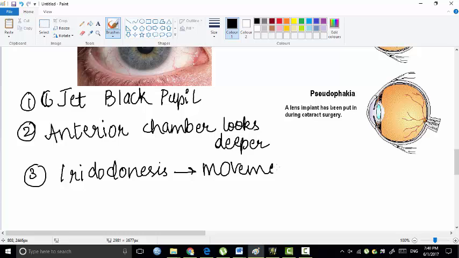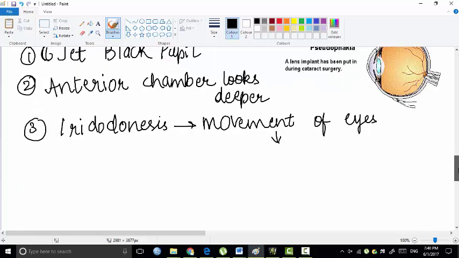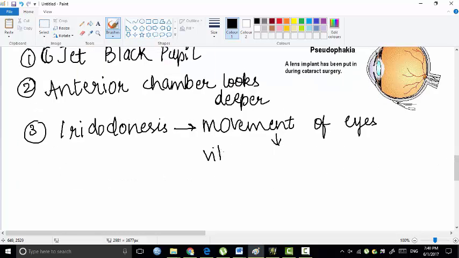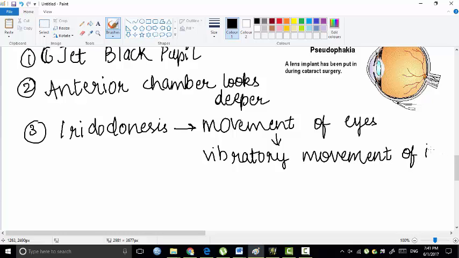So what it generally means is, once the eye moves, this leads to movement of iris, which you can see. That is the vibratory movement of iris which can be seen outside, right? That is iridodonesis, which is the characteristic feature of aphakia. But why does this movement of iris occur?